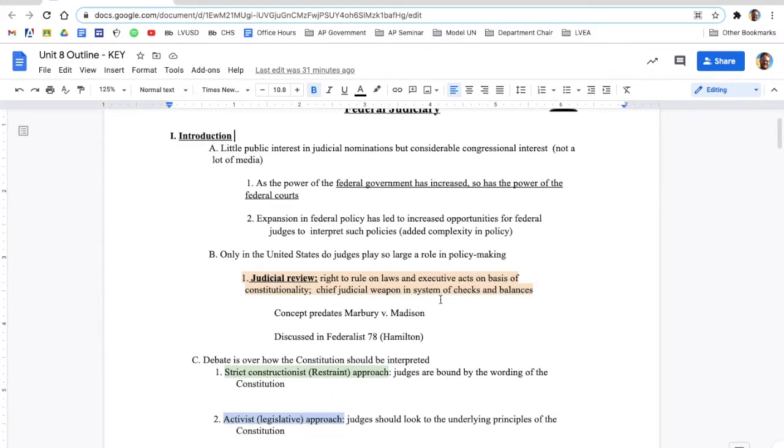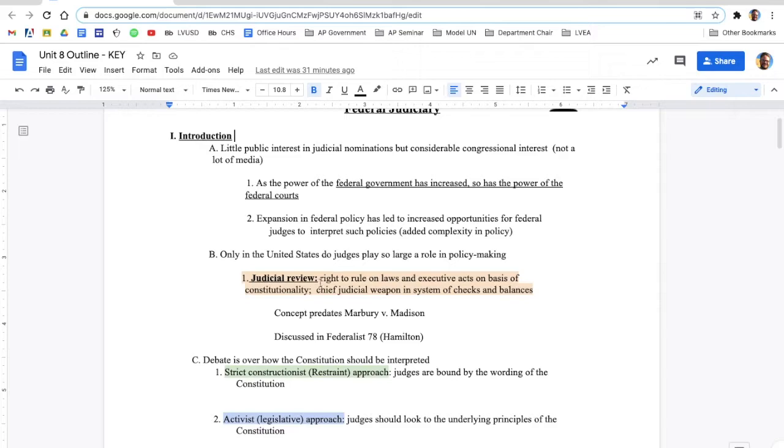What we're really looking at with judges, what they ultimately do, federal judges, is they conduct this judicial review. They review the right, or they have the right to rule on laws and executive acts, so Congress and the executive branch, on the basis of constitutionality. And so the way the courts will check the legislative and executive branches is to render decisions constitutional or unconstitutional.